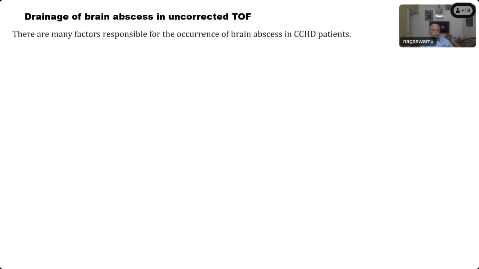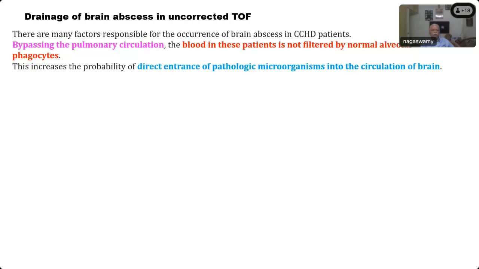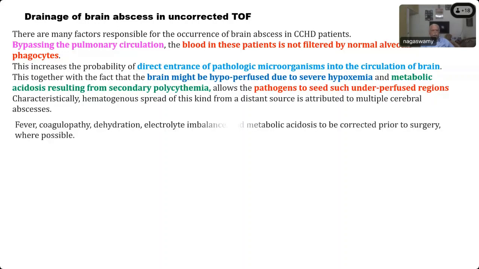So, drainage of a brain abscess in uncorrected TOF. There are many factors responsible for this. Bypassing the pulmonary circulation, the blood in the patient is not filtered, and normal alveolar phagocytosis is not happening, and there is direct entrance of pathologic microorganisms into the circulation, and the brain being hypoperfused with severe hypoxemia and acidosis resulting from secondary polycythemia. The pathogens get settled well there and form the brain abscess.